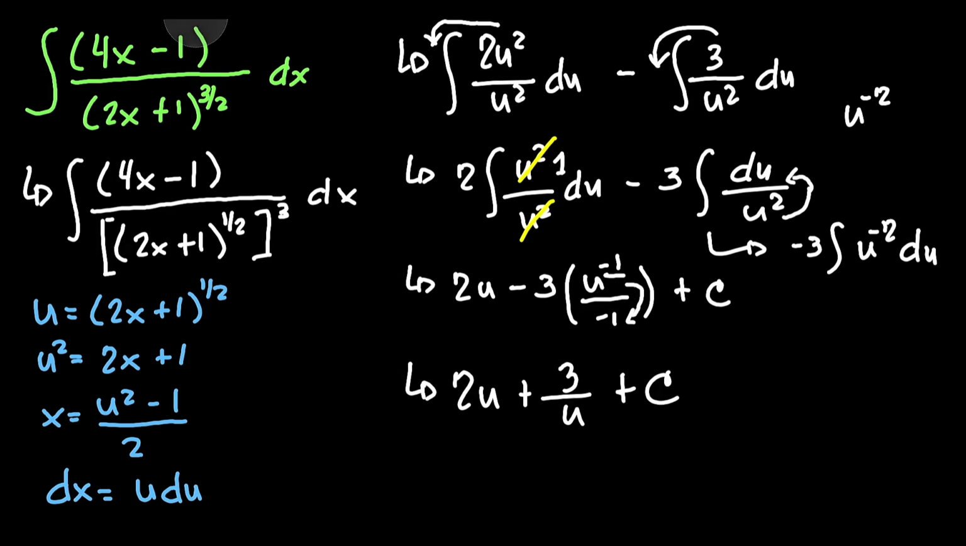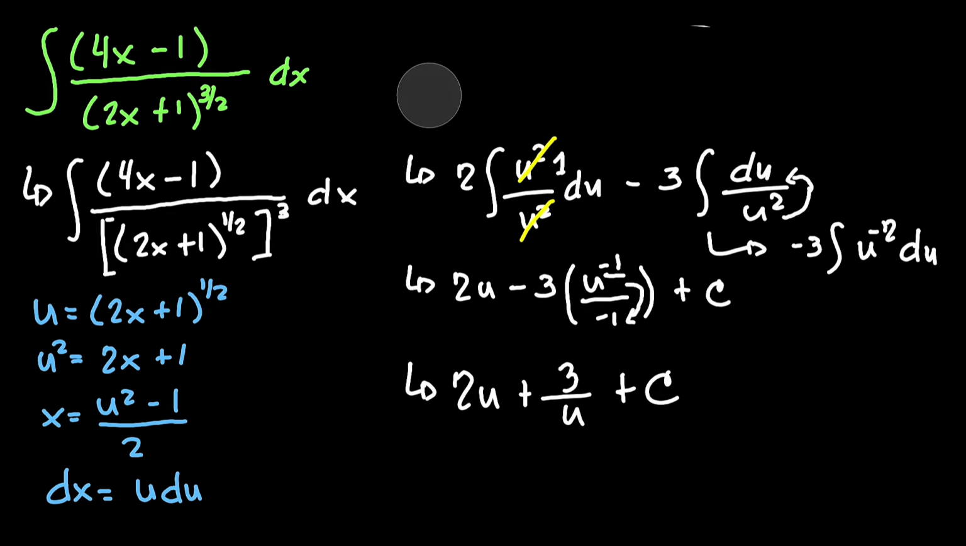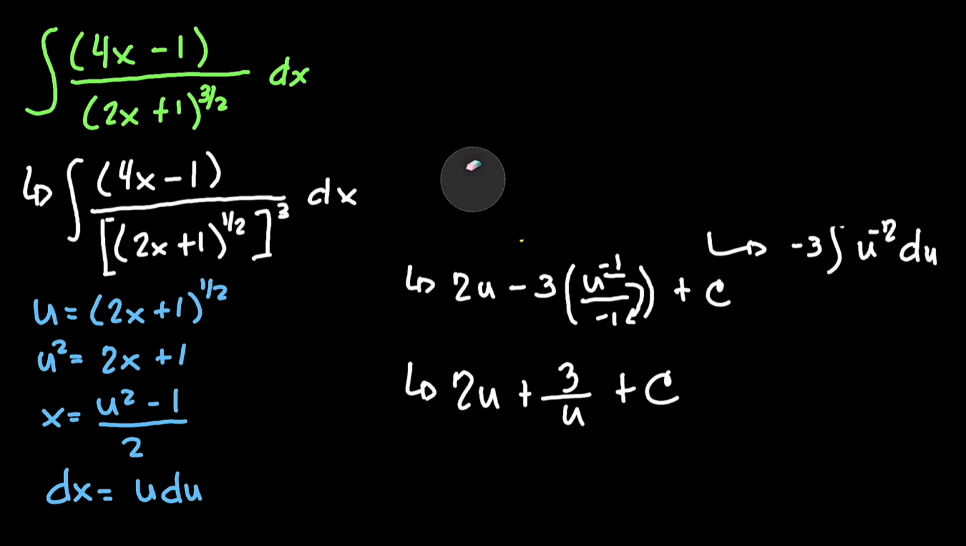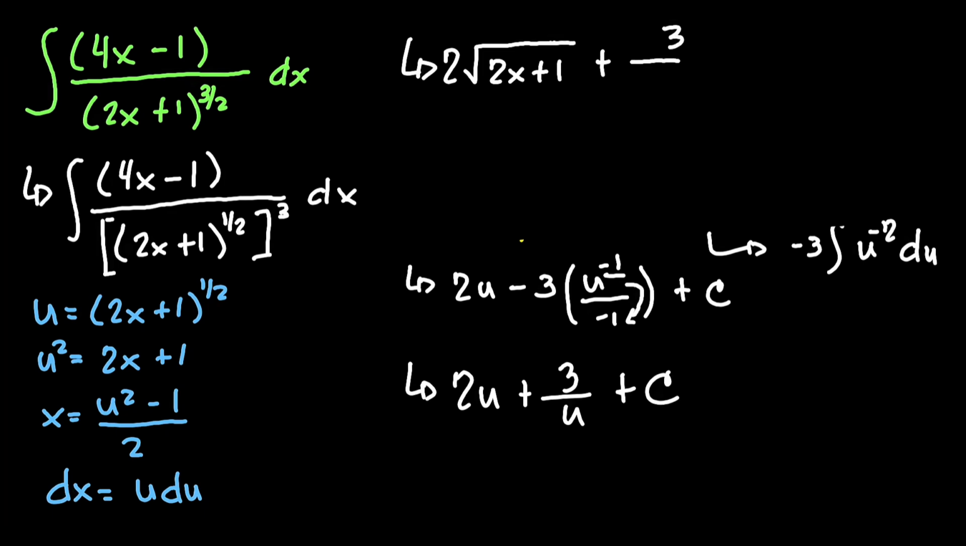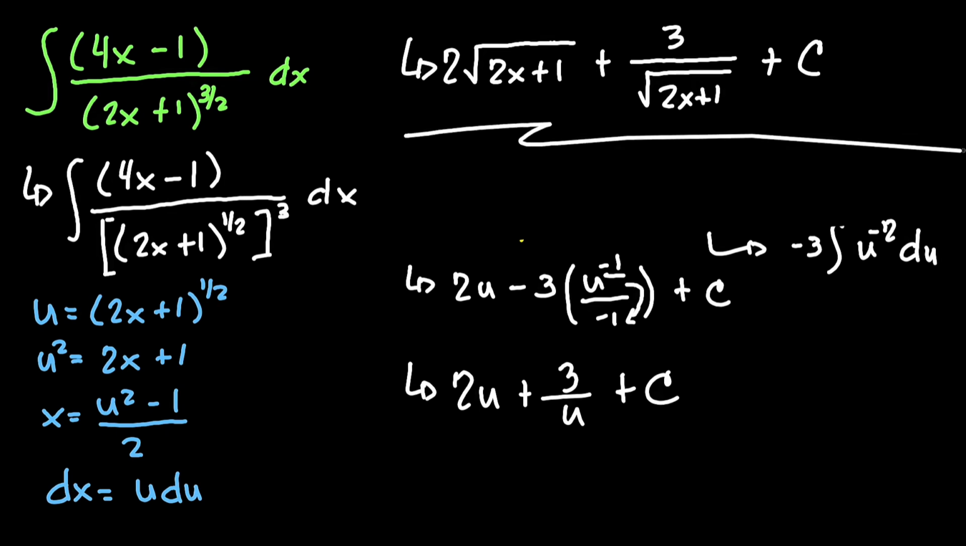But we are still not done here yet. We have to substitute it back into its original form. And so the final answer here would be 2 multiplied by the value of u, which is square root of 2x plus 1, plus 3 over square root of 2x plus 1, plus the constant of integration. You can simplify this further, but I will leave this as it is.